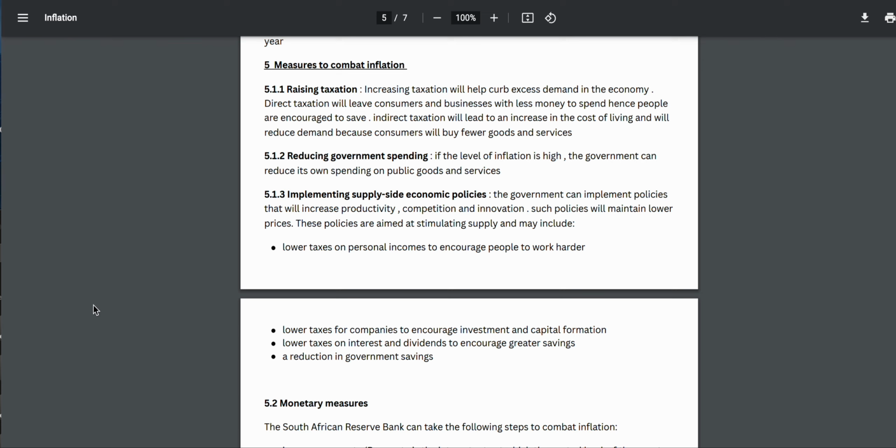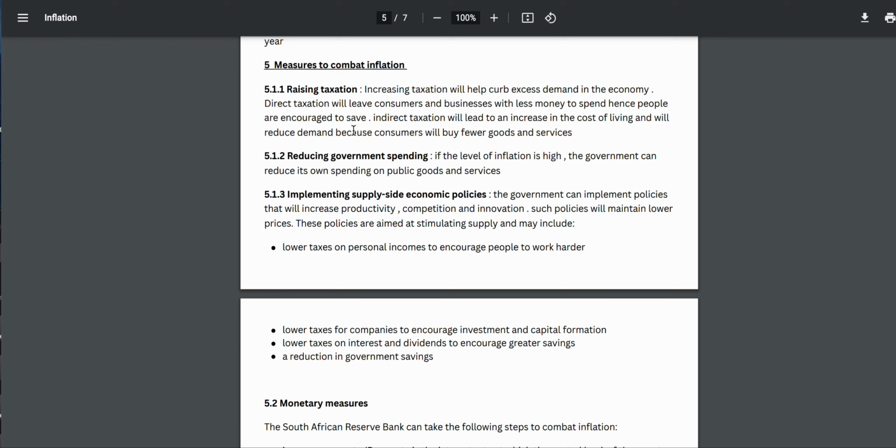Where we left from. This is basically going to be on measures to combat inflation as well as inflation targeting. So the measures to combat inflation include the following: raising taxation. By increasing taxation, we're able to curb excess demand in the economy. Direct taxation will leave consumers and businesses with less money to spend, hence people are encouraged to save.